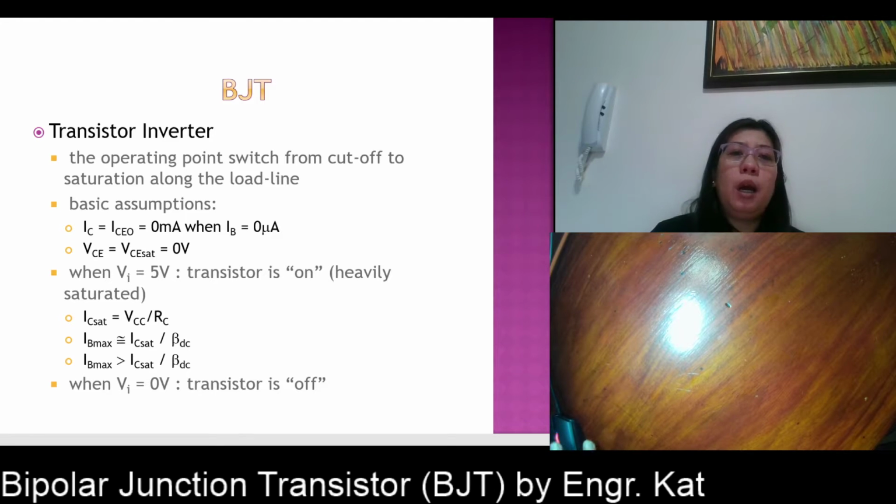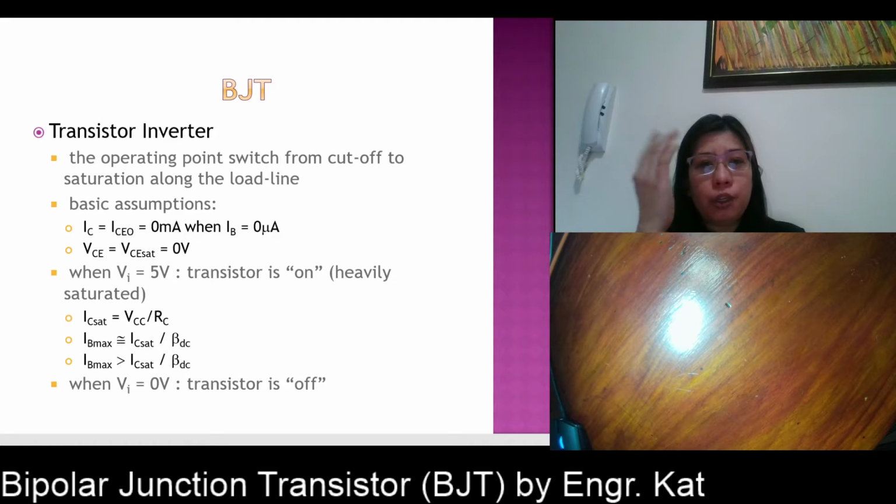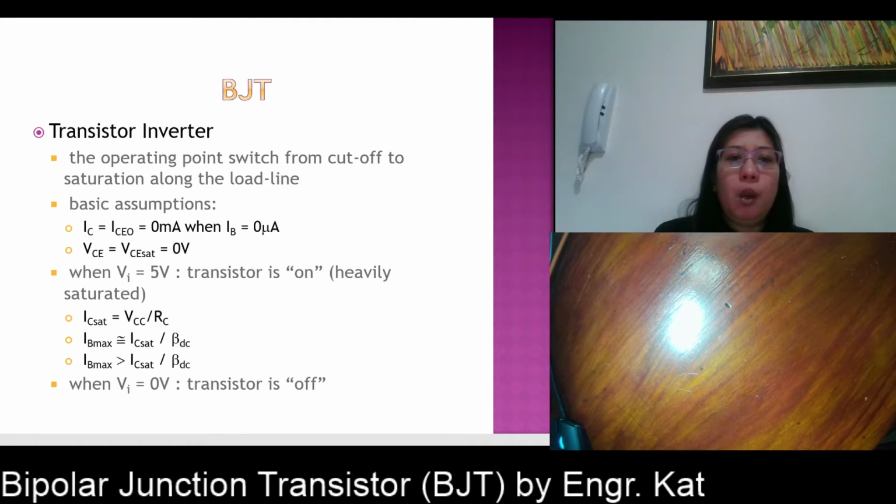So for a transistor to act as an inverter, when your IB is equal to 0, your IC must also be equal to 0. We assume that ICEO, the leakage current, is also equal to 0. Likewise, your VCE must be equal to VCE saturation, that is 0 volts. In reality this ranges from about 0.1 to 0.3 volts, so very small, but for approximations or ideal situations, we use VCE sat equal to 0 volts.